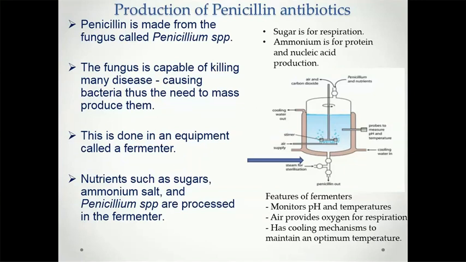Then the feature of the fermenter itself is that it must have a pH and temperature monitor. So the pH must be right, the temperature must be right. Another one, it must have an inlet for oxygen to go in, and the oxygen is needed for respiration. And lastly, it must have a cooling mechanism so that the optimal temperature is maintained.